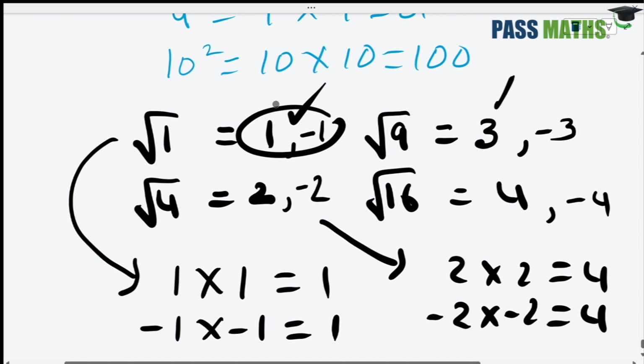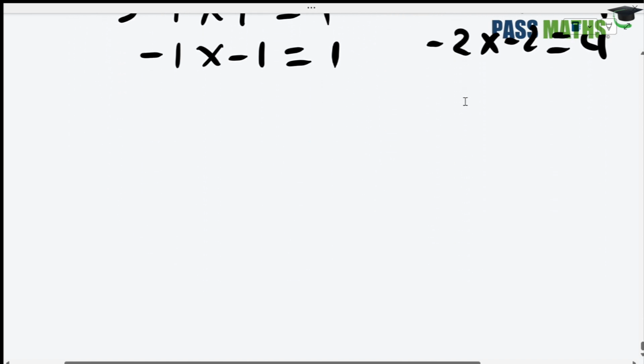So similarly here, 3 times 3 is 9. Minus 3 times minus 3 is also 9. 4 times 4 is 16. Minus 4 times minus 4 is also 16. So there are 2 answers there when you do square roots. Now, let's go to other numbers. We're done with square numbers. Let's do cube numbers.